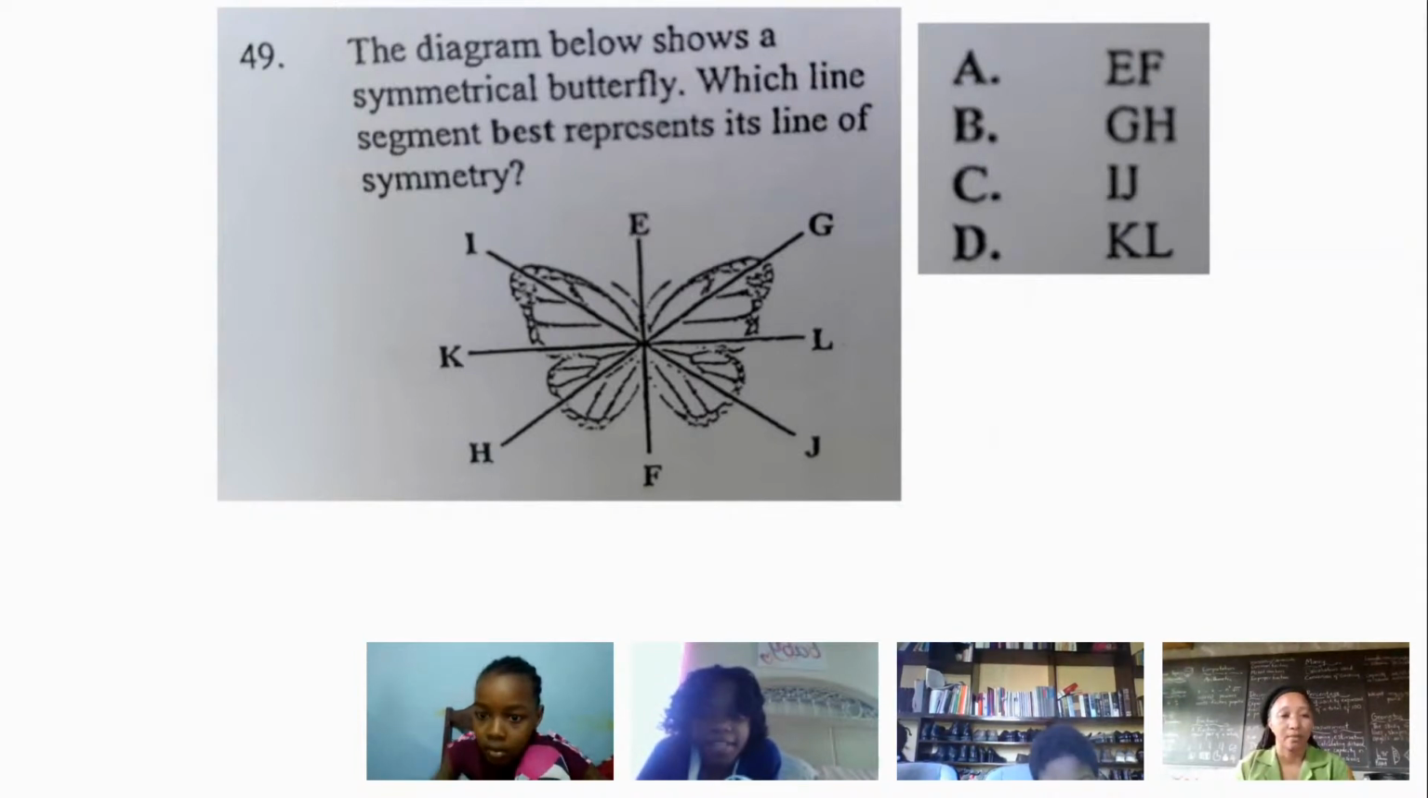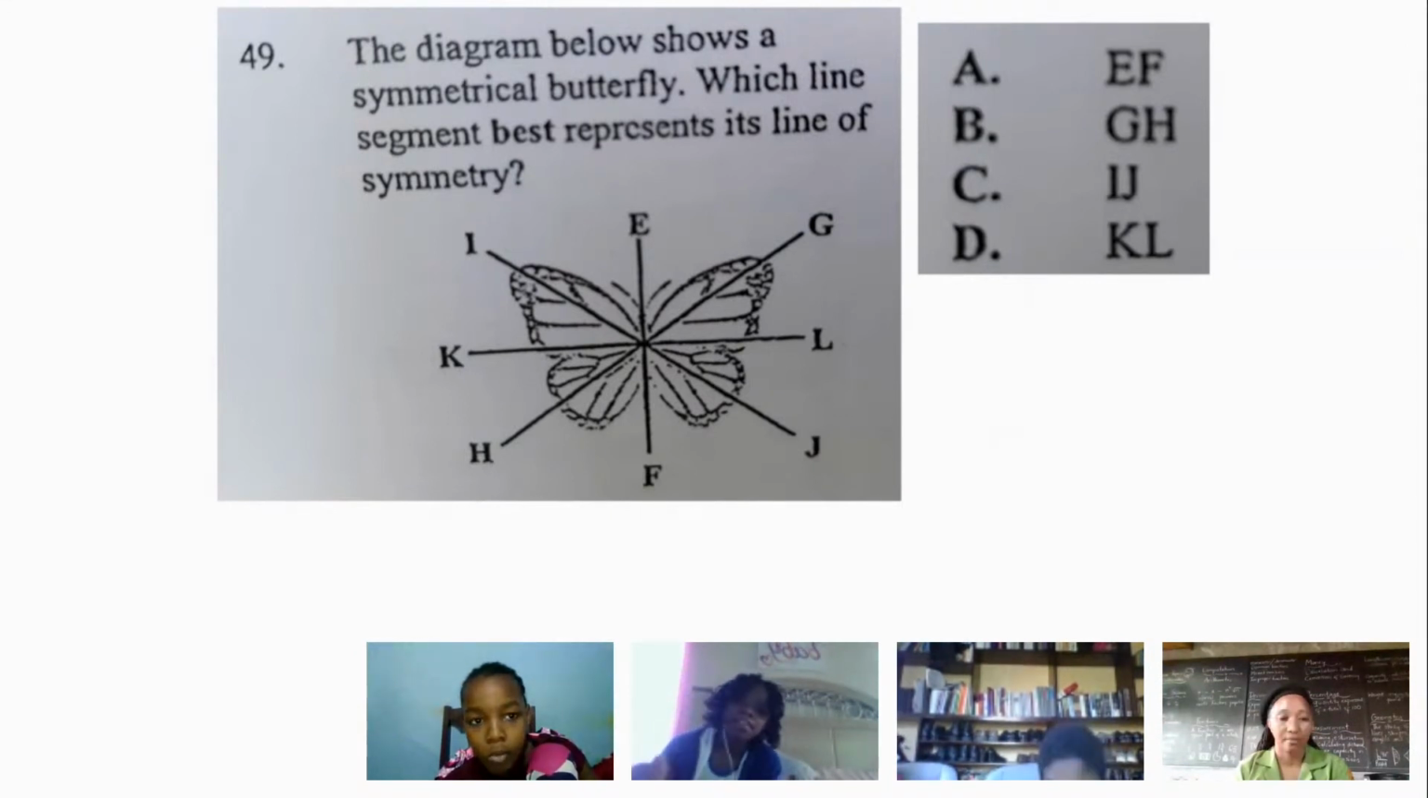The diagram below shows a symmetrical butterfly. Which line segment best represents the line of symmetry? A. E to F, B. G to H, C. I to J, or D. K to L? Miss, E to F. What is a line of symmetry?